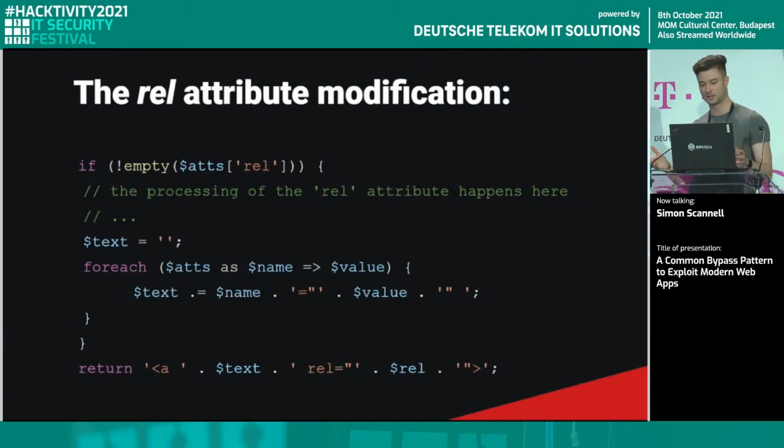Now, the processing of the rel attribute is not actually relevant to what we're trying to do here, which is pwn the whole thing. So we just cut it out of the code snippet. The only thing we're looking at is this foreach loop, where the actual string is being put back together, where text represents the attribute string. And as we can see, you have the name, which correlates to the attribute name, and value to the attribute value. And it's being put together, and it's being wrapped with double quotes, which is normally how you would want your attribute values.